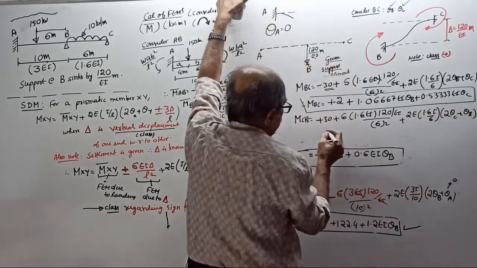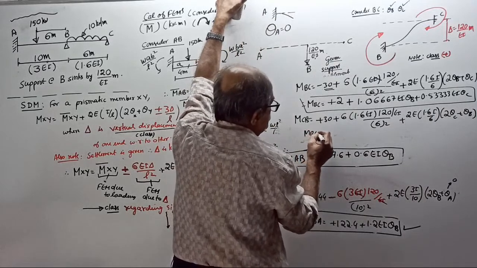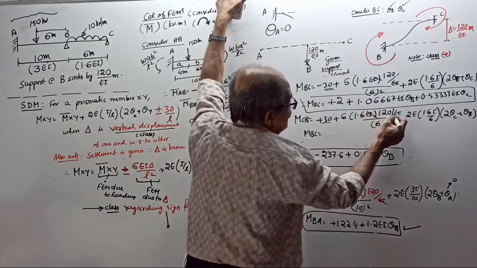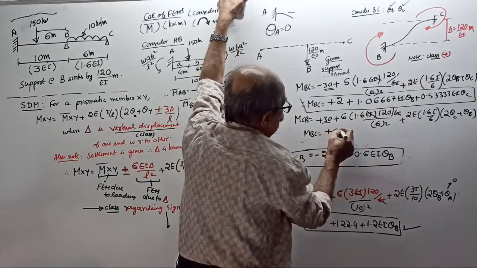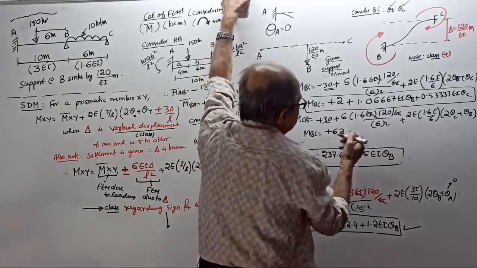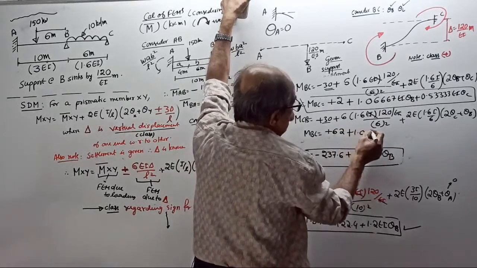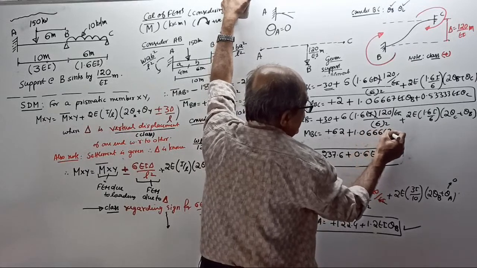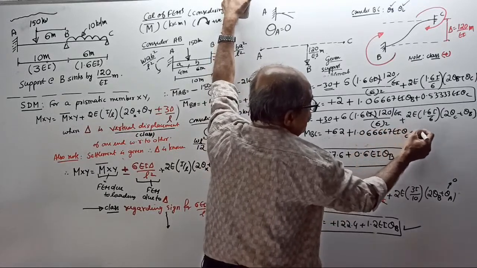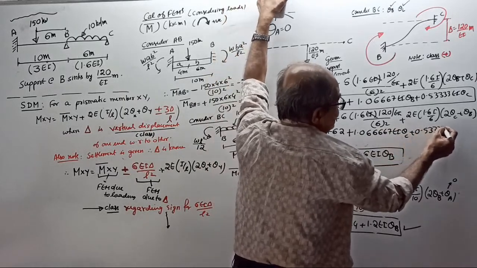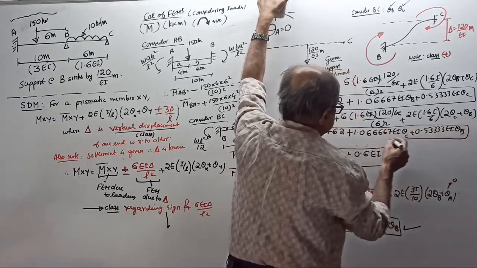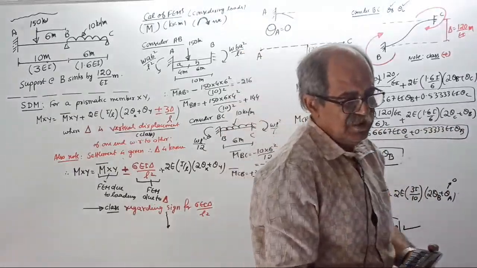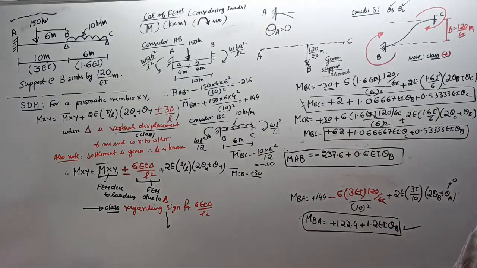Both are there. If you calculate, your MBC will become, this number EI cancels. This number will become, I noted down there, plus 62. Correct? Check the answer. It will become plus 62, plus 1.06667 EI theta C plus 0.53333 EI theta B. Is that term 62 correct? If correct, it's over. It's okay. Now done. That's all. Now nothing is there.